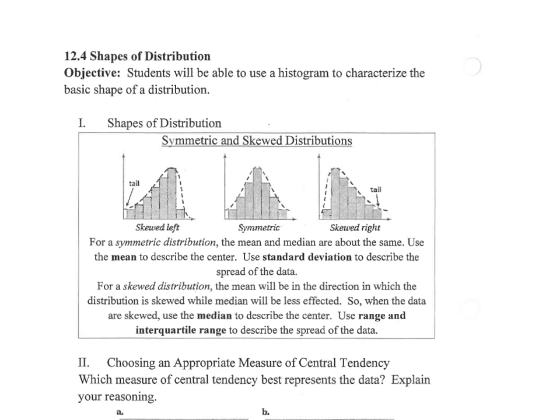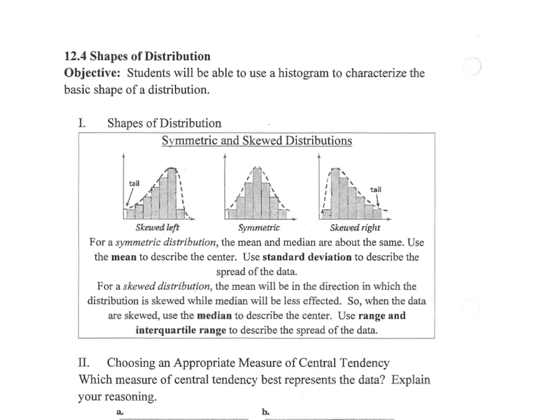So shapes of distribution is today's lesson. What this is looking at is how data is displayed in different types of graphs and how it is distributed. So we look at symmetric and skewed distributions, just kind of like we did with the box and whisker plot. But here we're going to look at it with histograms and the box and whisker plots and everything else.